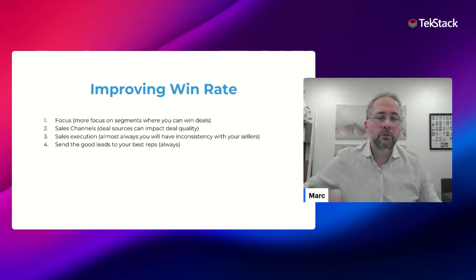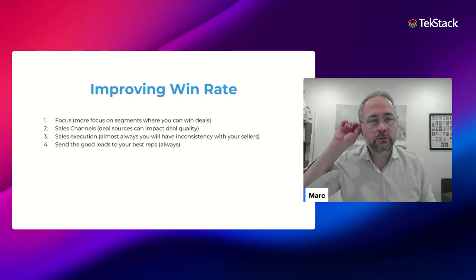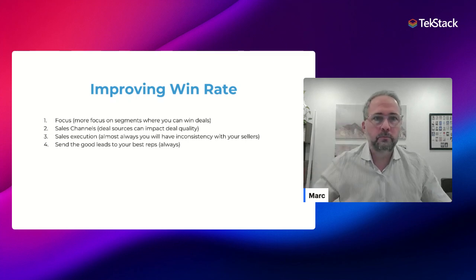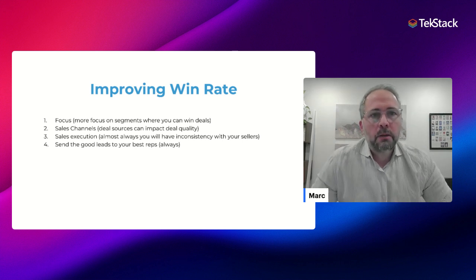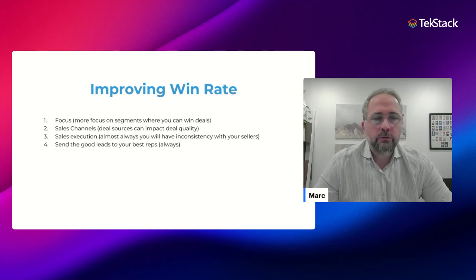So how do you move the win rate? There's probably four things you can do and make an immediate impact as a sales leader. Probably the first thing is focus. By looking at the market segments where you have the highest win rate, you double down on them. So, for example, if there's a certain industry that you have a 10% win rate on and another industry that you have a 30% win rate on, you shift your efforts to the higher win rate industry.